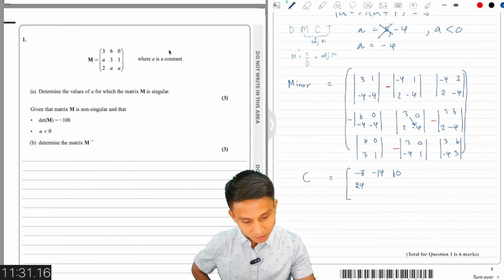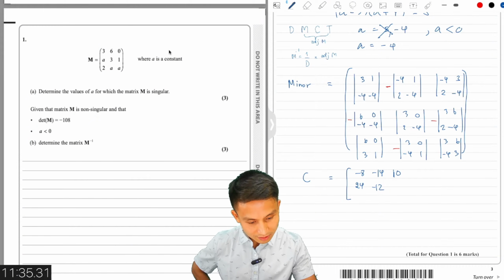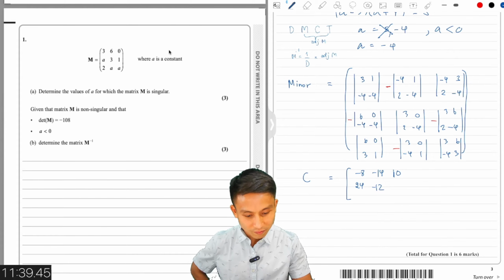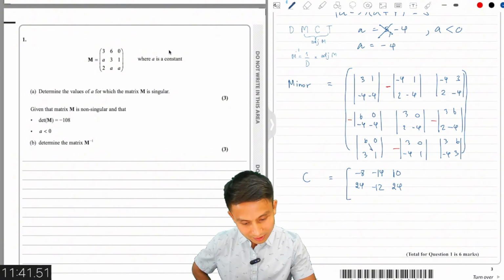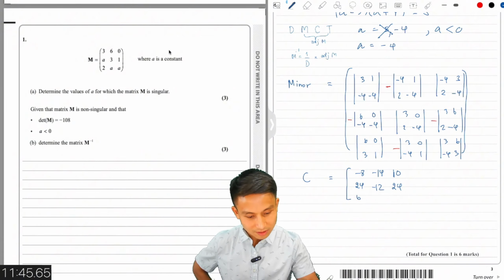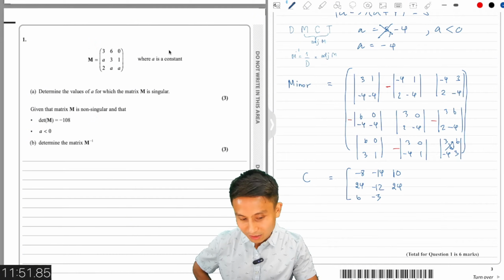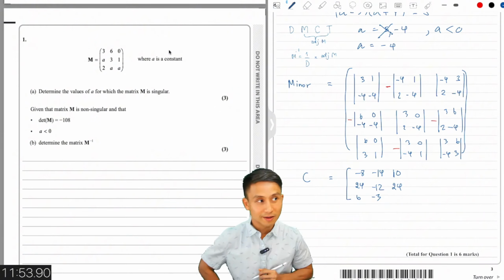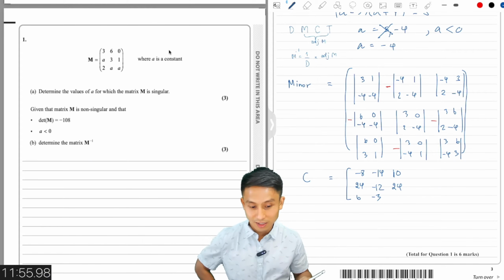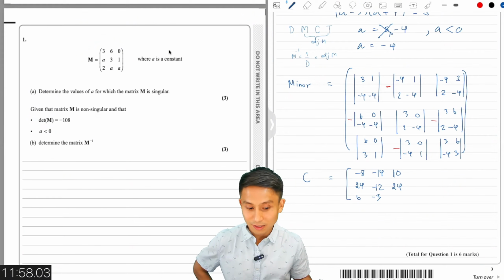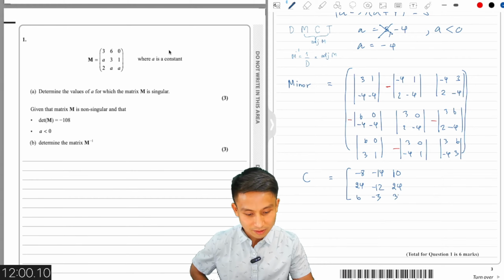This is minus 12 minus 0, so that's minus 12. This is minus 12 minus 12. That's minus 24, so become 24. This is 6 minus 0, so that's 6, no change in sign. This is 3 minus 0, so that's minus 3 because there is a change in sign. This is 9 minus minus 24, so that's 33. 24 plus 9, 33, no change in sign.